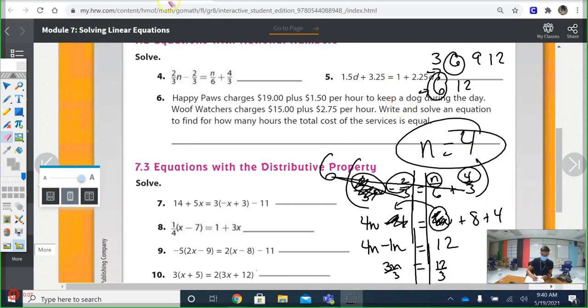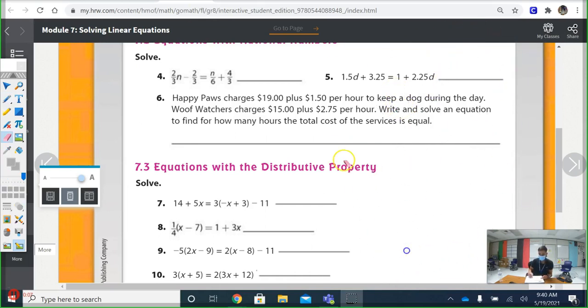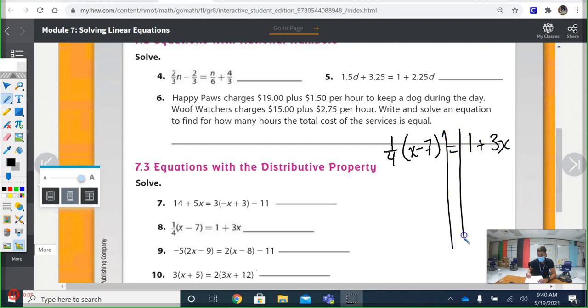Okay, and I'm going to do number 8 now. Again, you guys don't like fractions. Write it down real quick. Okay, I'm going to build my walls. Distributive property comes first. You got to do 1/4 times x, which will give you 1/4 x. Then you got to do 1/4 times 7, negative, I'm sorry, 1/4 times negative 7. So somewhere else on your paper, just put 1/4 times negative 7.